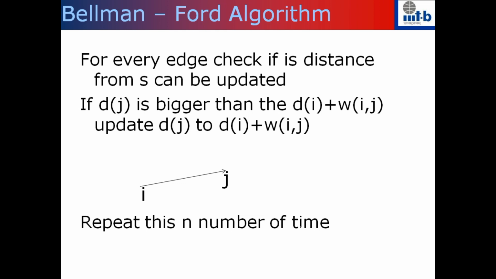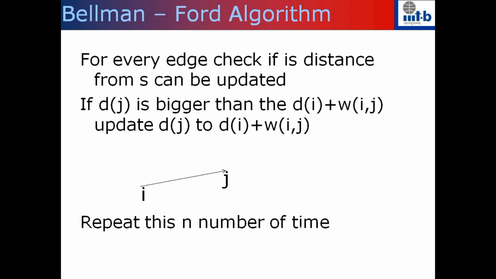Make this update, and in one pass, what you do is consider all the edges. You can consider all the edges in any order. So that's why we are starting with the edge list representation of the graph. And when you pick an edge, there are two endpoints, i and j. You find the shortest path to j, and check whether that is greater than the shortest path to i plus the weight of this edge.